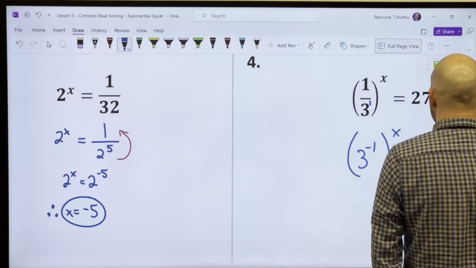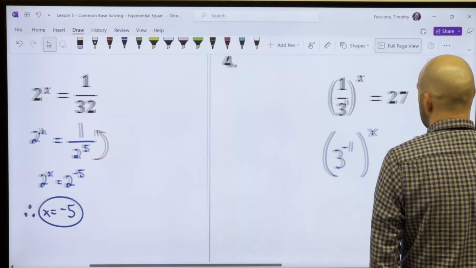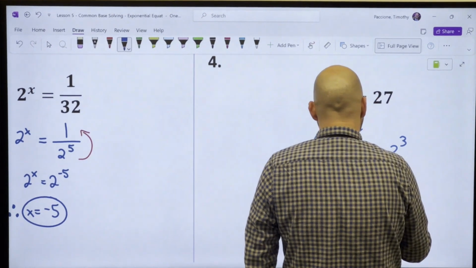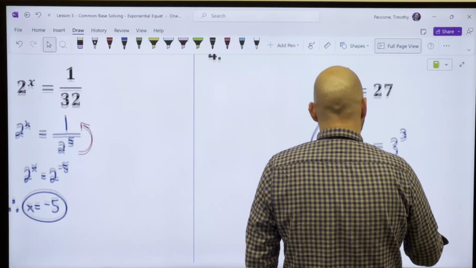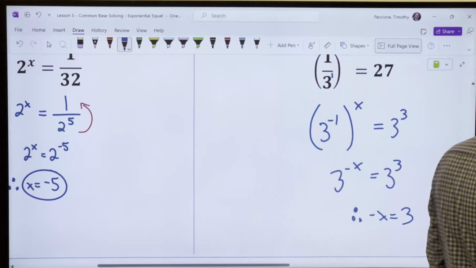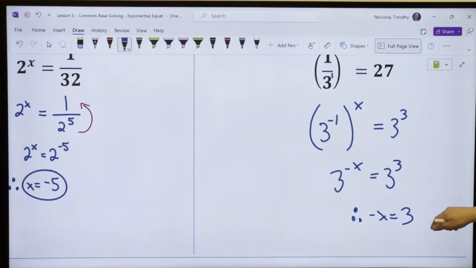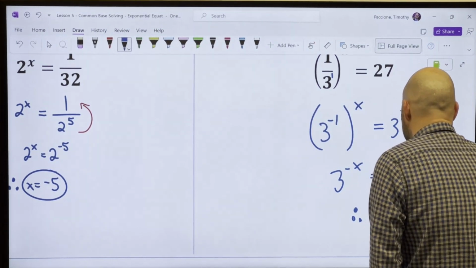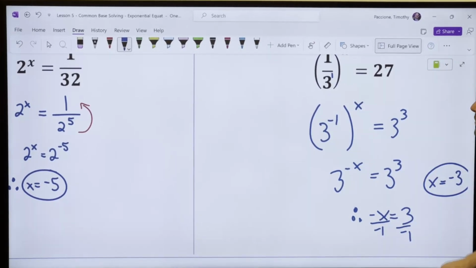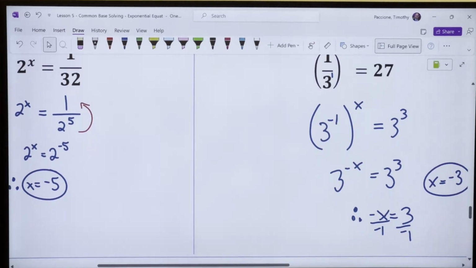And over here, 27 is 3 to the 3rd. Power to a power, what's negative 1 times x? Negative x. So I get 3 to the negative x equals 3 to the 3. Therefore, negative x equals 3, right? And I don't want negative x, I want x, so I divide by negative 1, and I get x equals negative 3. Okay? So sometimes you got to play with those negative exponents. All right, couple application problems, and we will get to your homework.